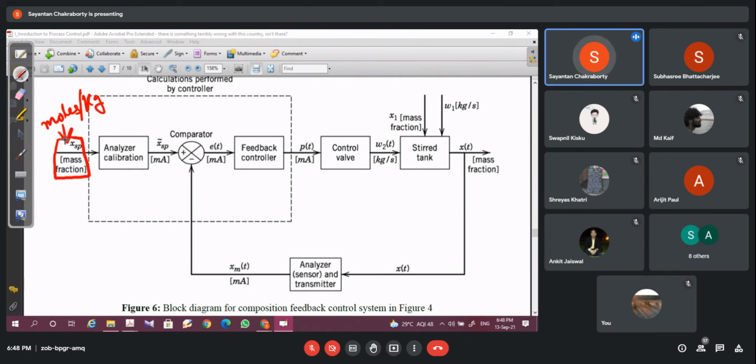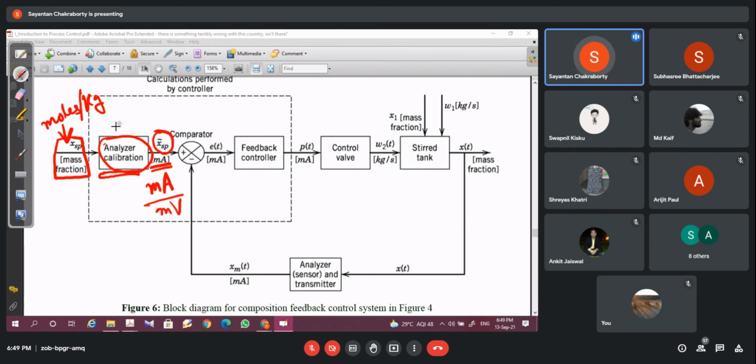But a digital controller may not be able to handle this. So what we have to use is an analyzer calibration. What does this do? It converts this value to its equivalent in terms of milliampere in an electrical signal. It may be milliampere or it may be millivolt. Since I'm considering the current actuated system, it will be in milliampere or, say, millivolt, whatever.